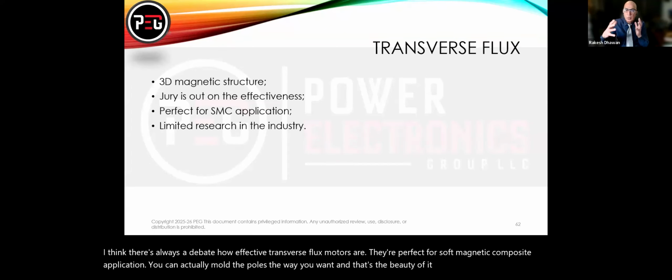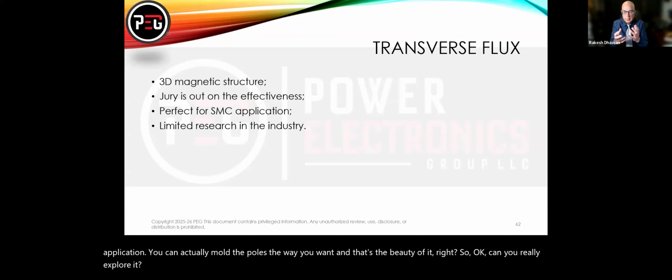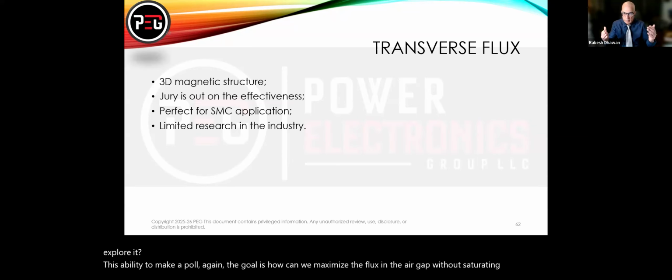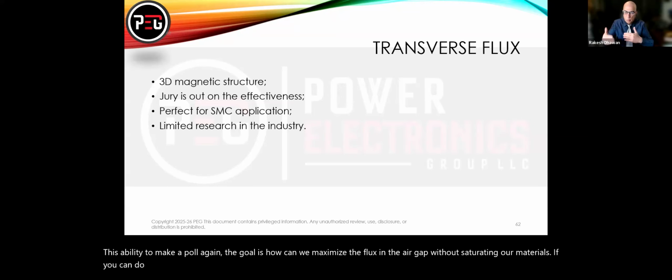So, okay, can you really exploit this ability to make a pole? Again, the goal is how can we maximize the flux in the air gap without saturating our materials? If you can do that, then you can exploit the interaction between the current and the magnetic field more effectively.